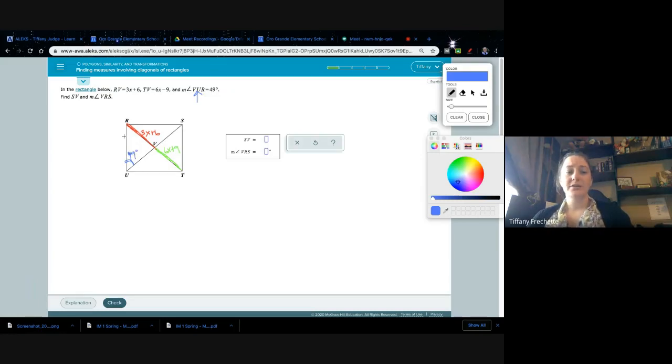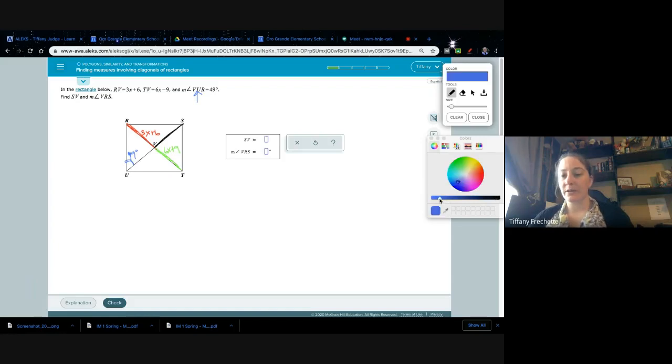All right, so now we want to find SV. SV is this one here. We're not given anything for this diagonal here, but we are given information for both pieces of the diagonal for the other one. Remember, the diagonals of a rectangle are congruent. If I find this diagonal, I already know what the other one is because they have to be the same.